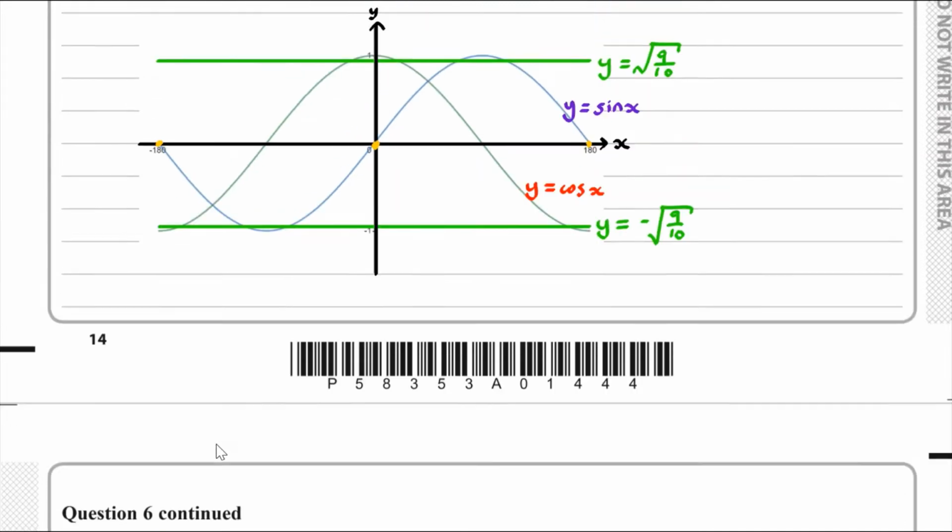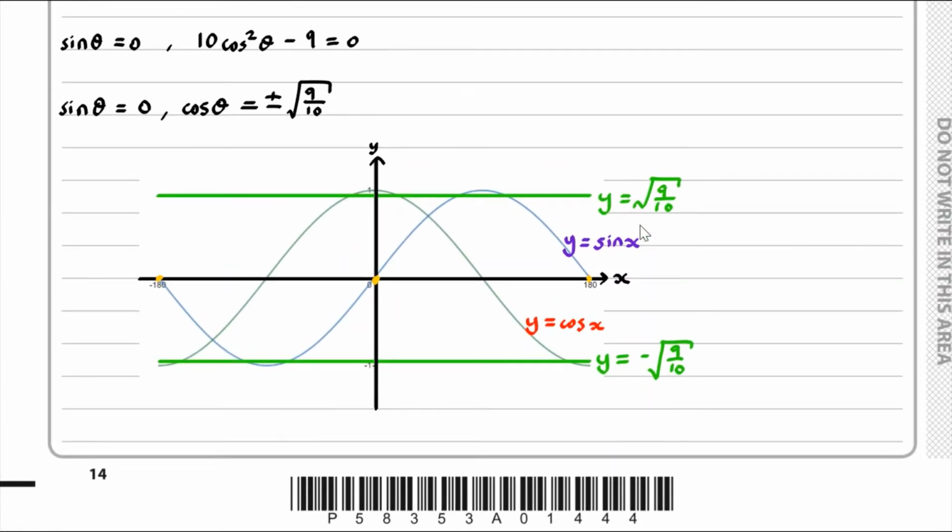And if we consider the solutions for cos theta equaling plus minus the square root of 9 over 10, then what you'd find is we've got a solution here, that's one of them. So we've got a solution here, we've got a solution here, here, and also here.